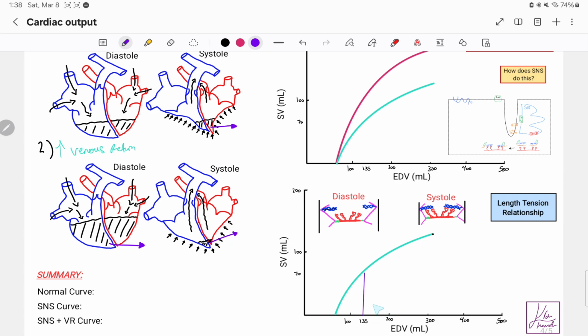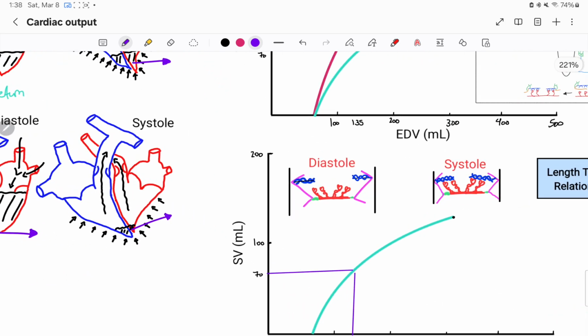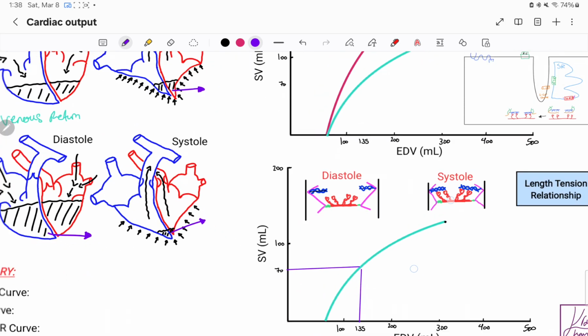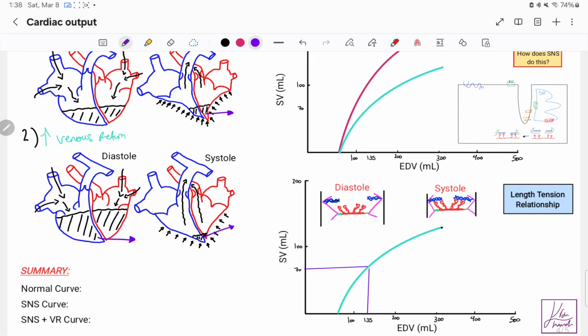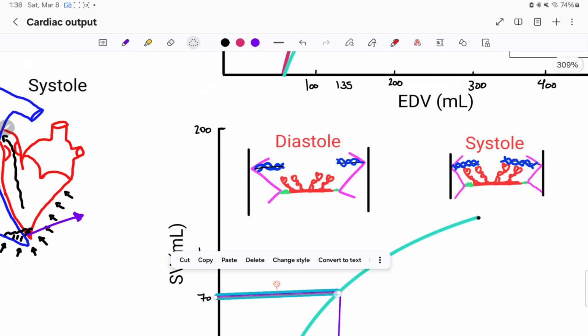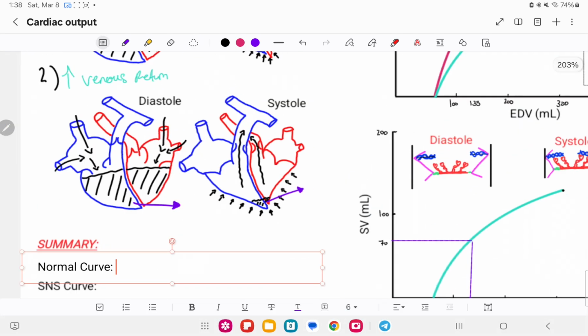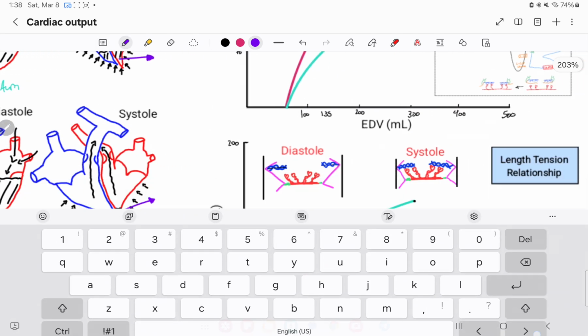And if you remember, we said that 135 corresponded to about 70 milliliters of stroke volume, okay? If you can't remember that, just go back and rewatch that portion very quickly. But we said that occurs, okay? We said that occurs, and let's fix this up a little here. There we go. Now, okay.